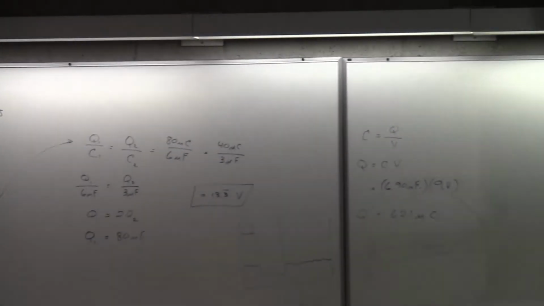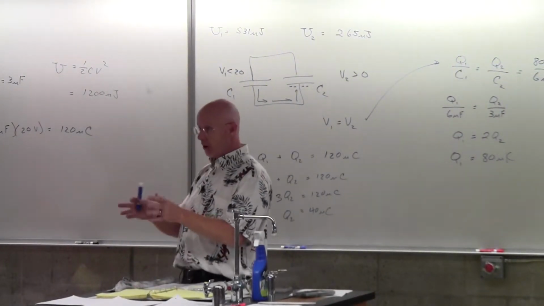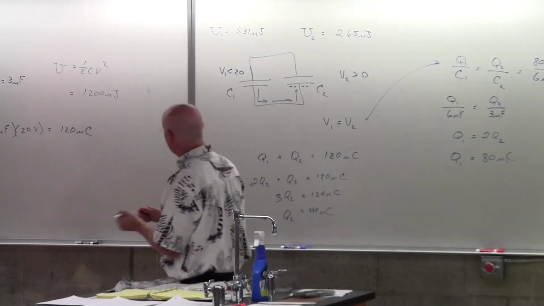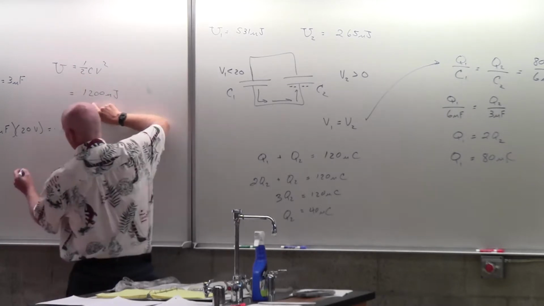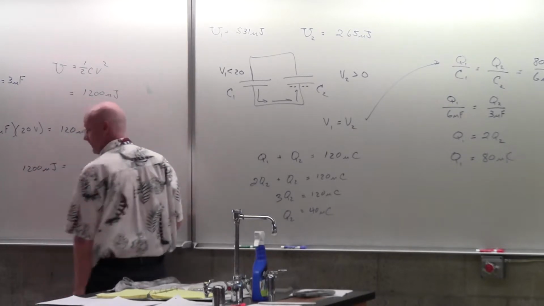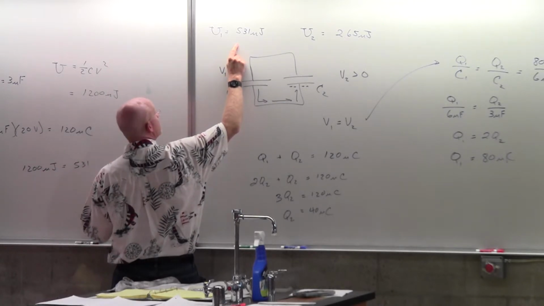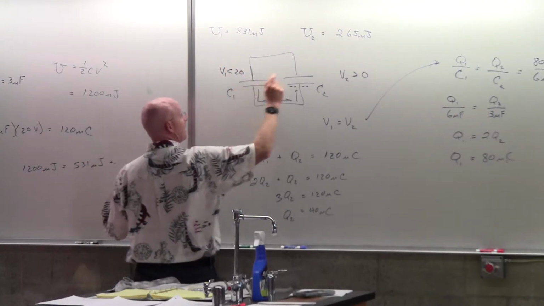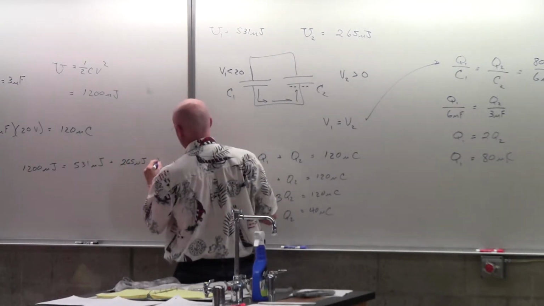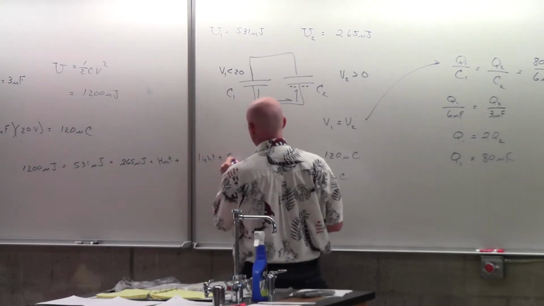What part of these equations account for spark and light? Well, nothing in my equations accounts for the spark or light. That's why I would not want to use conservation. If I did, I should probably write it this way: the energy I start with, 1,200 joules of energy, should equal the 531 plus the 265 plus the energy due to heat plus the energy due to light plus the energy due to sound.